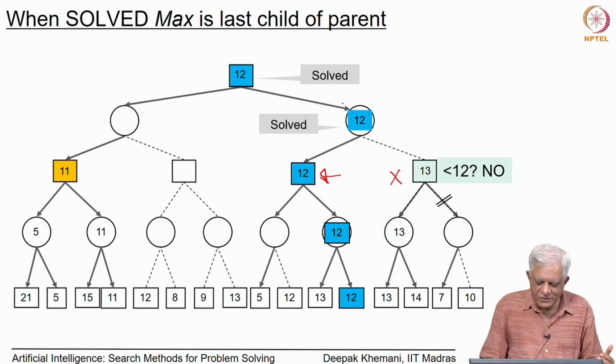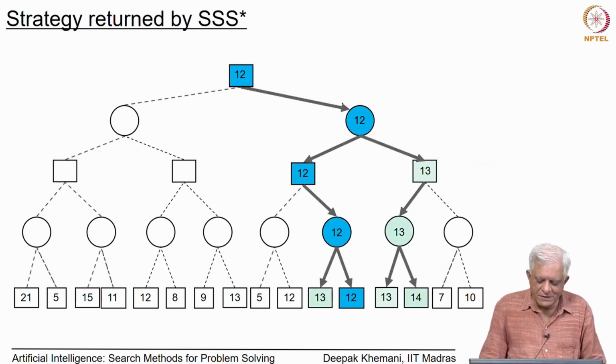So, you have seen that in this SSS star algorithm, the algorithm searches the tree always looking for the best cluster to refine, and it terminates when the best cluster is completely refined. So, once we have a value for the root, we know that it is completely refined or it is a full solution, and the algorithm can terminate, and this is a strategy that it returns.